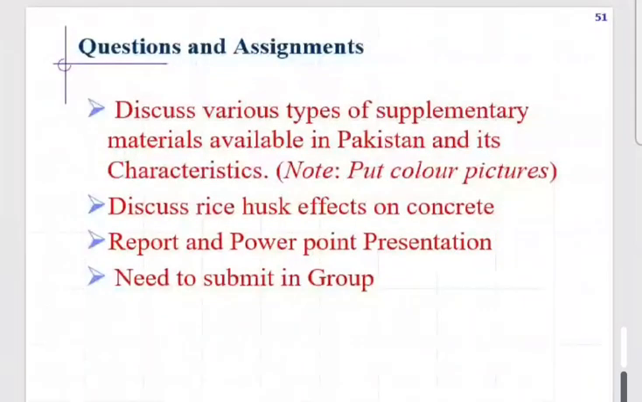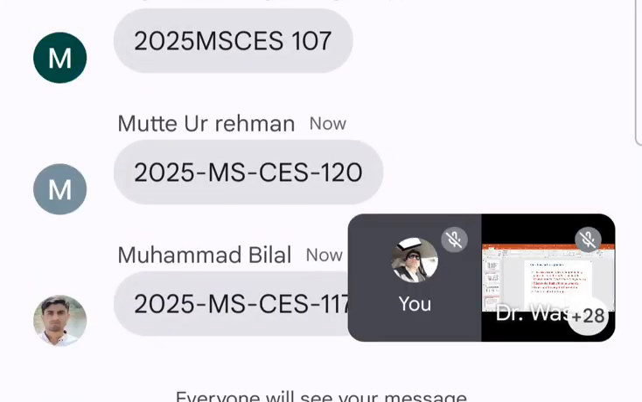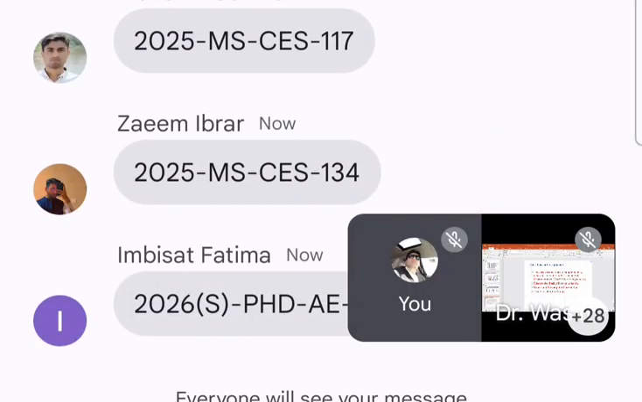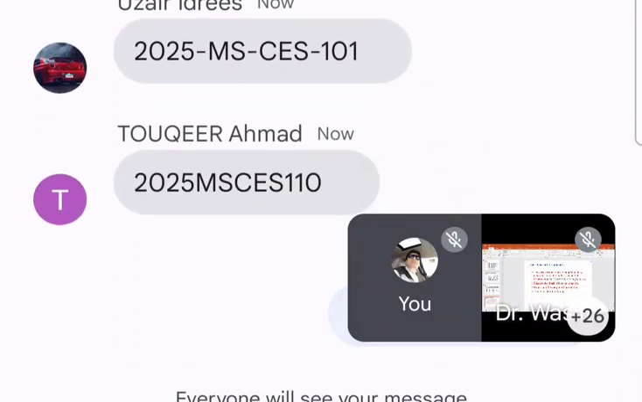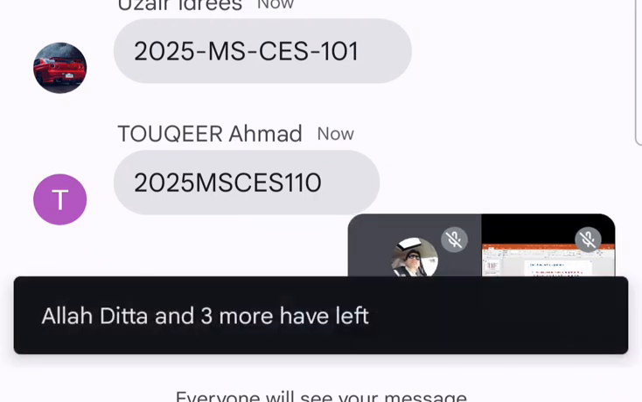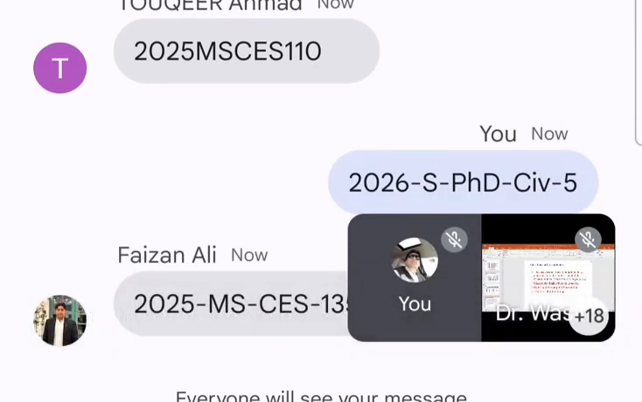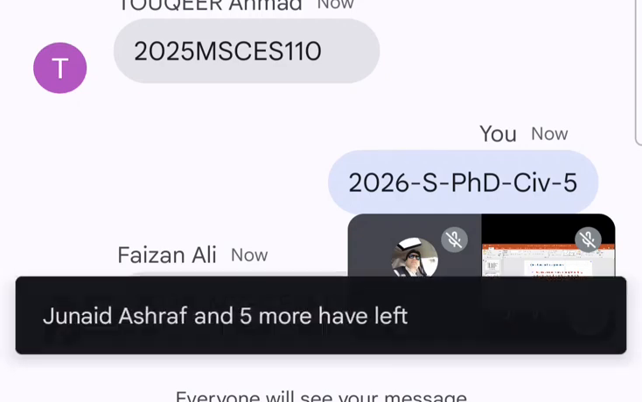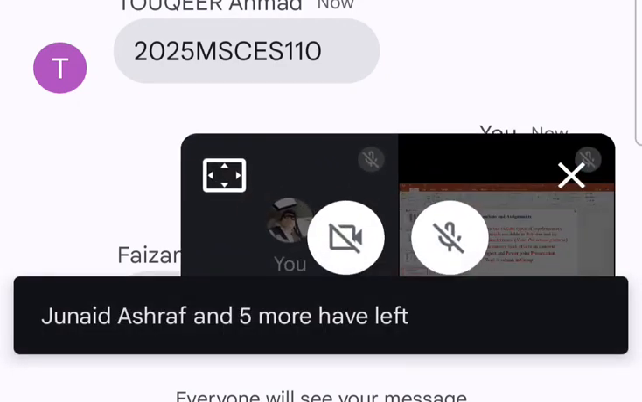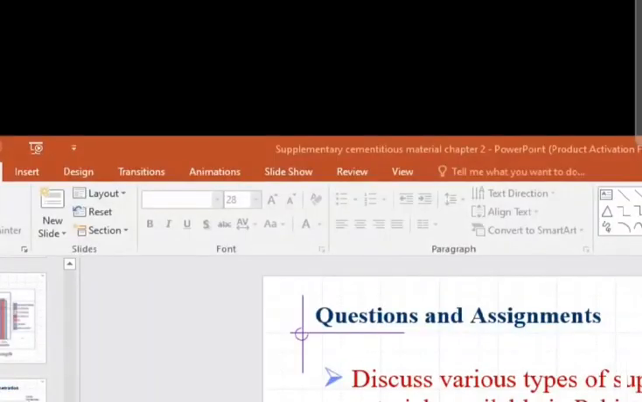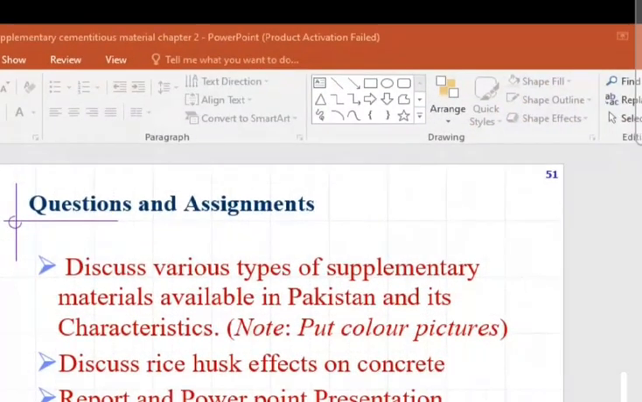Okay, if you have given your registration number, you can leave the room after giving your registration number. All of you, please, once you give your registration number, you can leave the room. Thank you very much, beta. I'm here until everybody leaves the room.